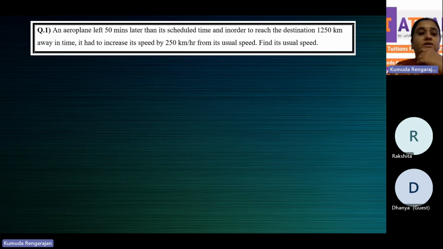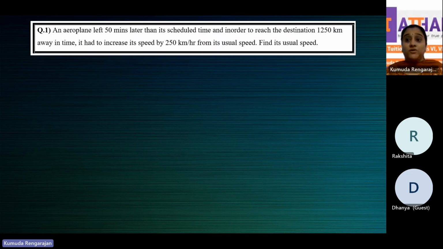All right. So today we'll be solving some word problems from quadratic equations. Today we'll be working on some word problems from this chapter. All right, this is the first one.